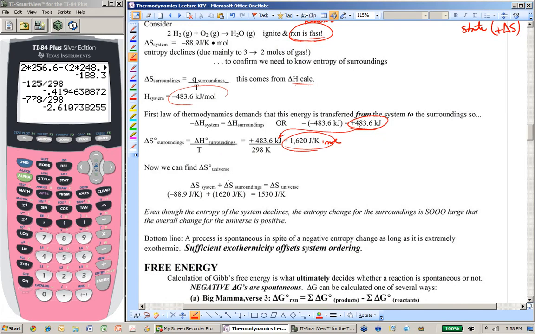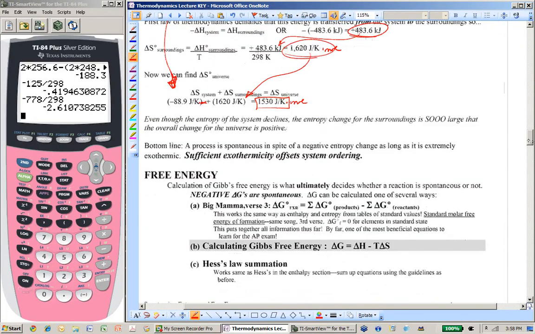So now we can find the delta S of the universe by taking our negative 88.9 joules per Kelvin mole. Units are driving me crazy in this unit. Haha. All right, and then add it to the surroundings, and we come up with this. So even though the entropy of the system declined, the entropy change from the surroundings was so large that the overall change for the universe is still positive.